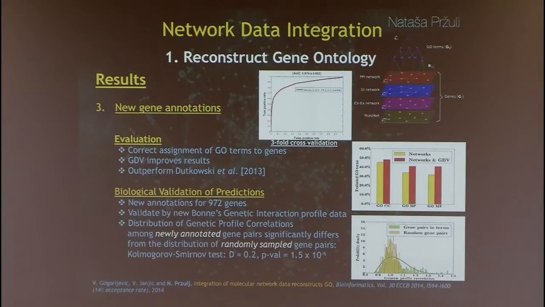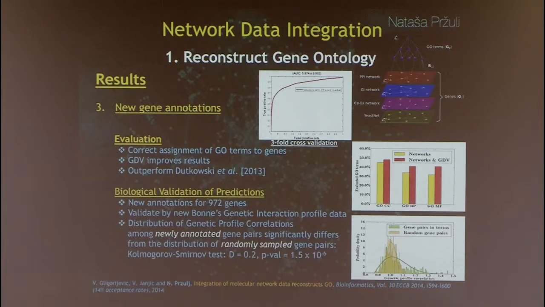In terms of new gene annotation, we are now talking about this R12. We do a threefold cross-validation. We remove a third of the data, and the area under the ROC curve is 87%. We evaluated whether we do correct assignment of GO terms to particular genes, and we find that yes, we do, and graphlet degree vectors improve results. We outperform what Trey talked about yesterday, and we can do that for cellular component, biological process, and molecular function.